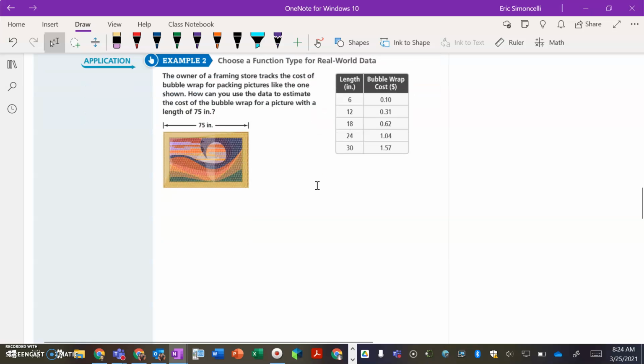Example 2. Choose a function type for real-world data. The owner of a framing store tracks the cost of bubble wrap for packing pictures like the one shown. How can you use the data to estimate the cost of the bubble wrap for a picture with a length of 75 inches? So they've given us a table with length versus cost, inches versus dollars, 6, 12, 18, 24, 30, and then 10 cents, 31 cents, 62 cents, $1.04, and $1.57. So the picture, of course, speaks to setting of the stage for, as you can tell, 75 inches in this dimension. So let's continue with step 1.